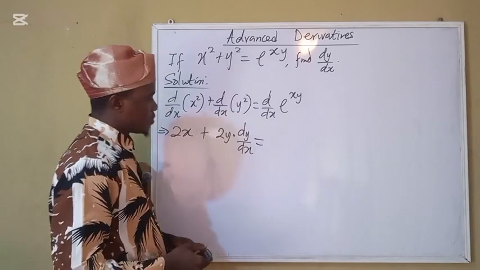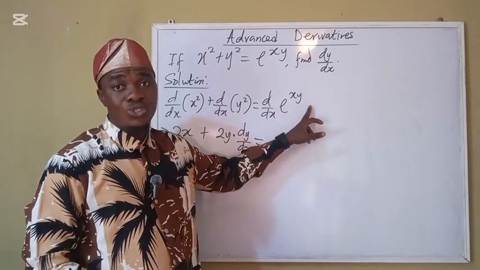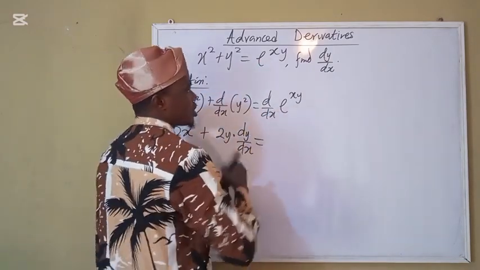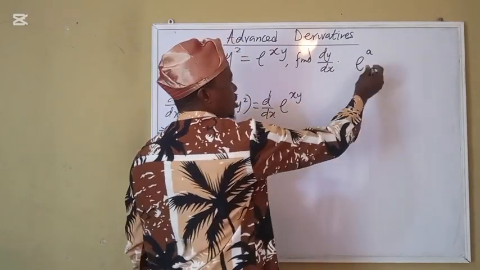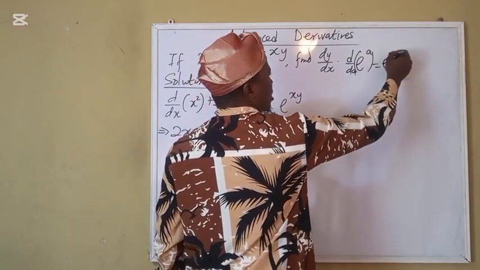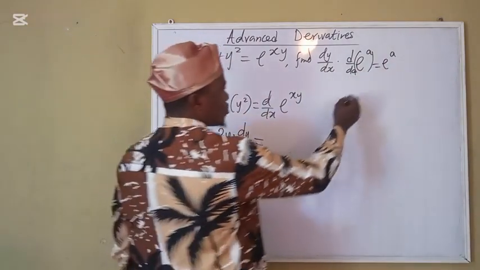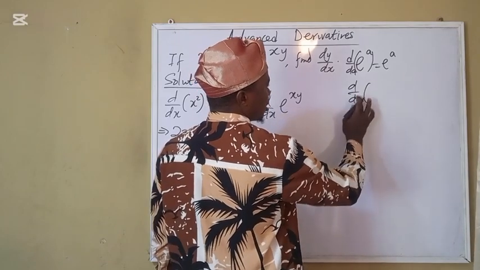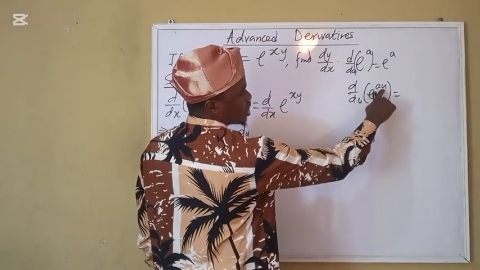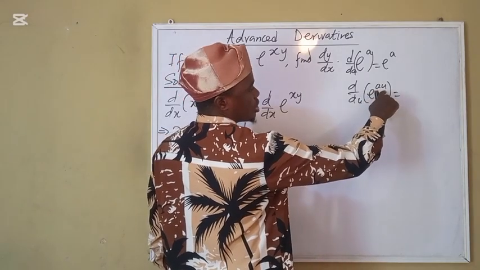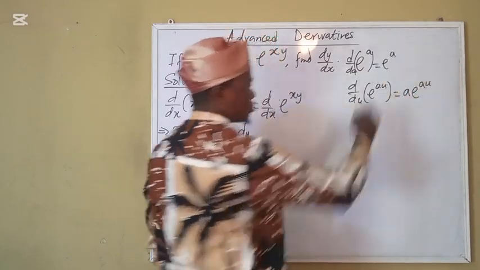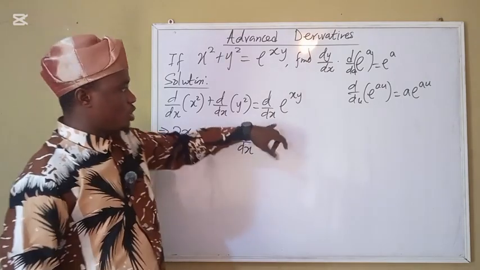Now, look at this one. We are given e to the power of xy. Now, from our rule, whenever you want to differentiate, maybe e to the power of a, you know that the derivative is still e to the power of a. And also, if you want d/du of e to the power of au, you know that when you differentiate this power au with respect to u, we're going to have a, then multiply it by e to the power of au. That is it. And that is what we are going to be doing here.